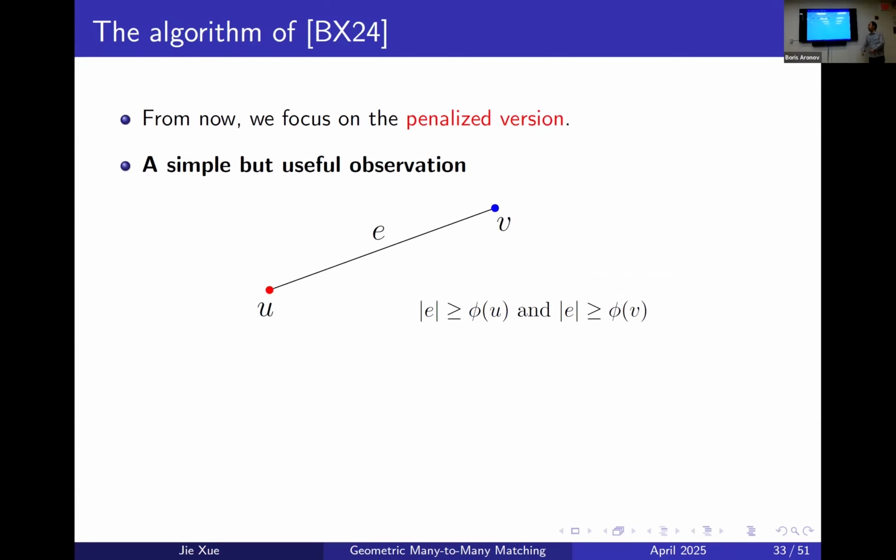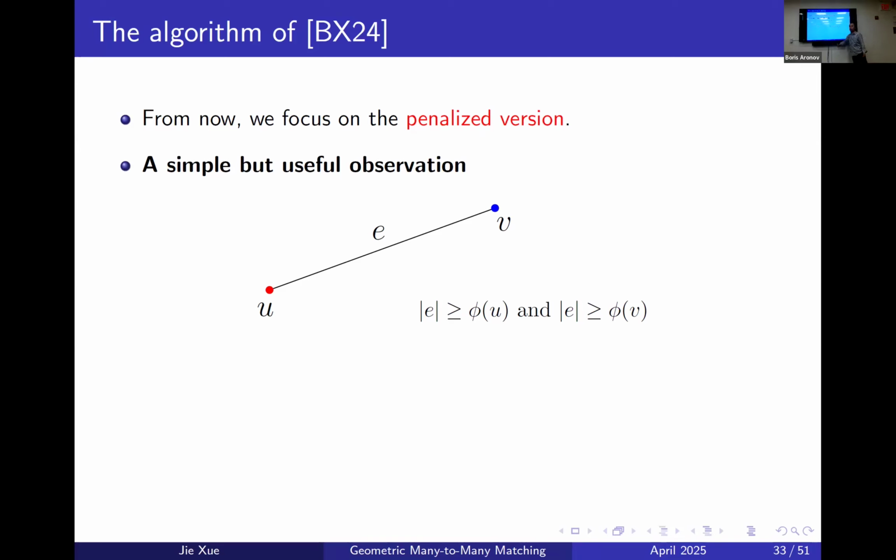I will make a very simple but useful observation for the problem. Look at an edge between two points, U and V. I claim that the length of this edge must be greater than or equal to both the penalty of U and the penalty of V. This is very clear because phi is the distance from each point to its nearest foreign neighbor.